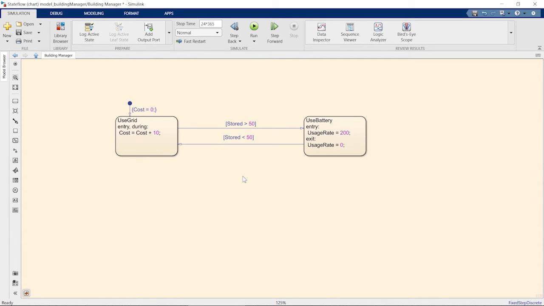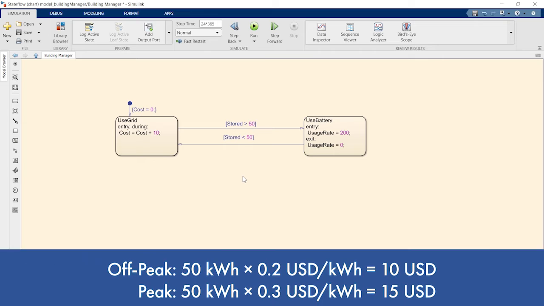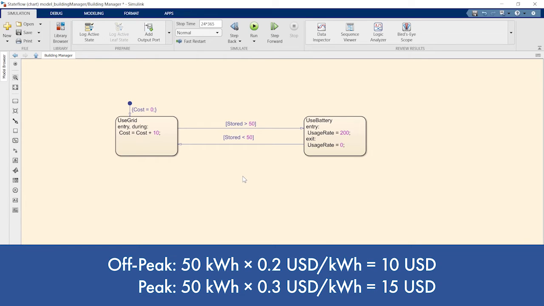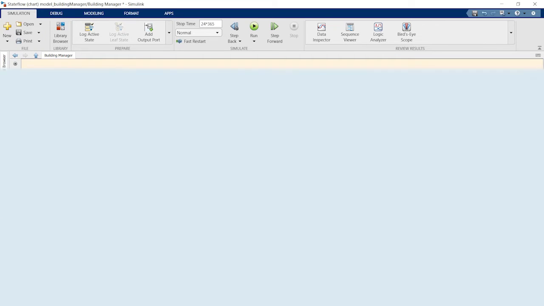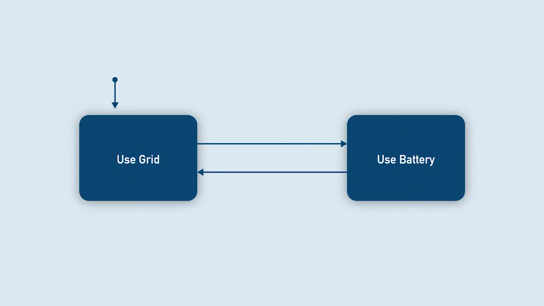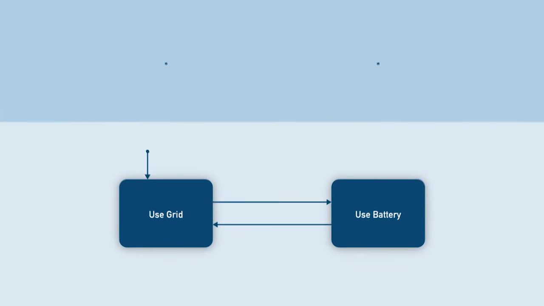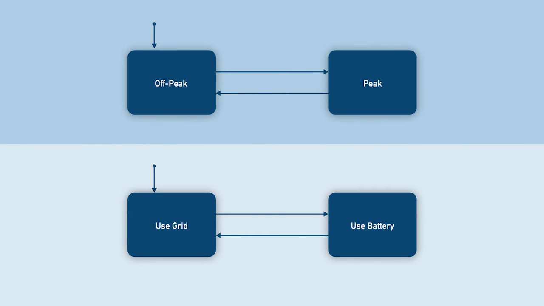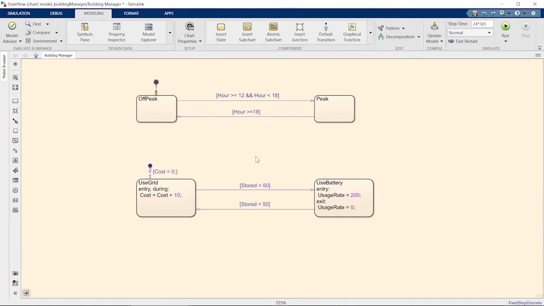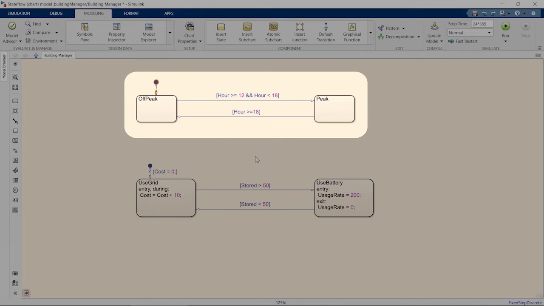We're off to a really good start, but there's something missing. The energy price of 20 cents per kilowatt hour is only valid for off-peak hours. For peak hours, the energy price is 30 cents per kilowatt hour. So how can we accommodate for the time-varying prices? Well, to be able to track the time, all we need is another state transition diagram, and we already know how to build one in Stateflow. With that, we can easily know what the energy price would be based on the time of use.